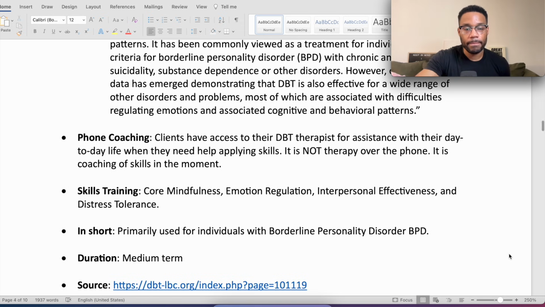With DBT, they also have something called phone coaching. Clients have access to their DBT therapist for assistance with their day to day life when they need help applying skills. It is not therapy over the phone, it is coaching of skills in the moment. And the skills training, typically associated with core mindfulness, emotion regulation, interpersonal effectiveness, and distress tolerance.